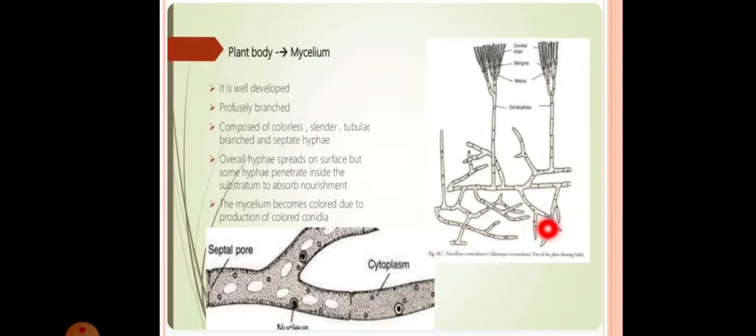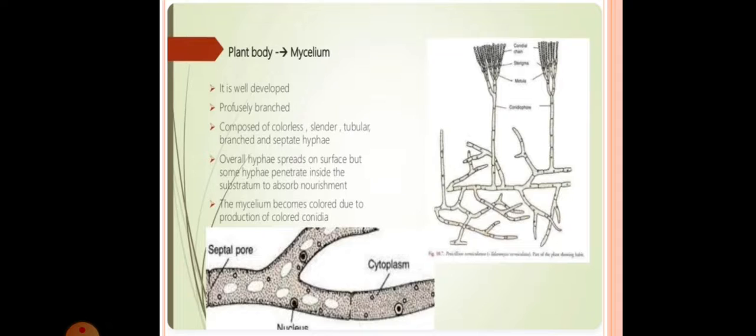Septate hyphae means it has septal walls. So these cross walls are present here. These cross walls are known as the septa. So that's why it is known as septate hyphae.